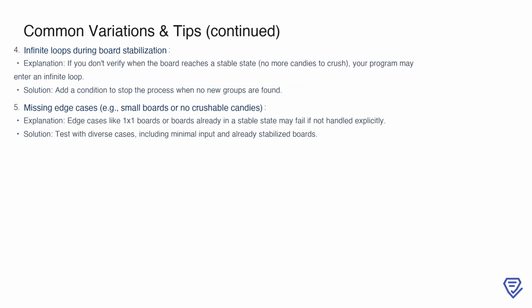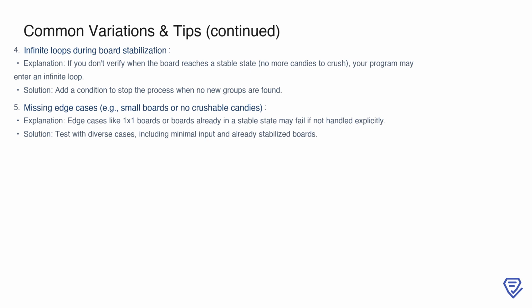Infinite loops during board stabilization are another potential pitfall. If you don't have a mechanism to detect when the board is stable, meaning no more candies can be crushed, your program may enter an endless loop. To avoid this, include a condition to terminate the process when no new groups are found.